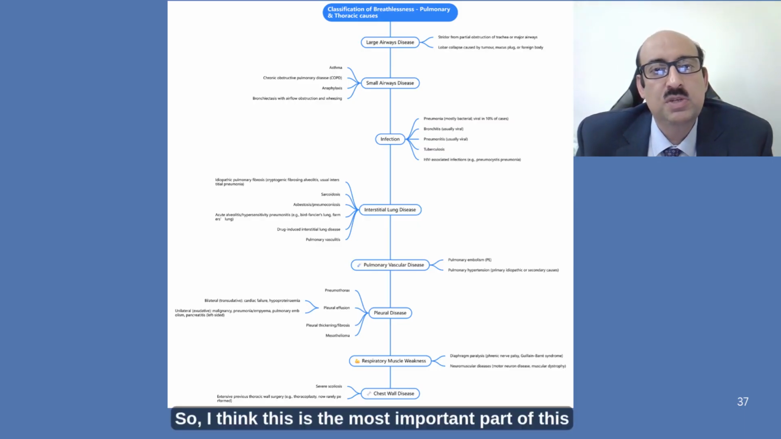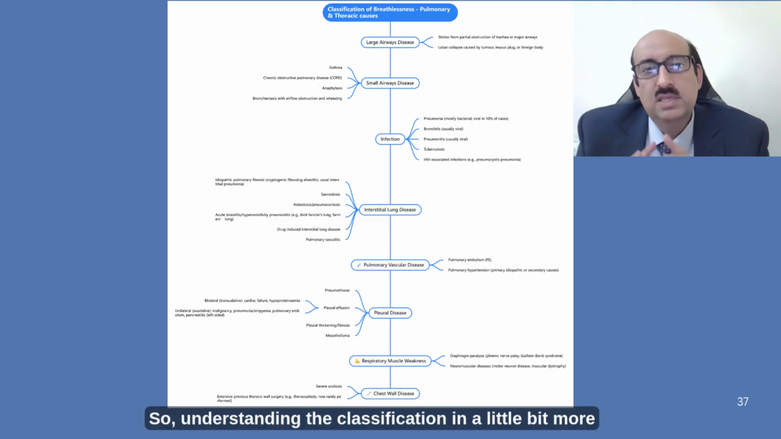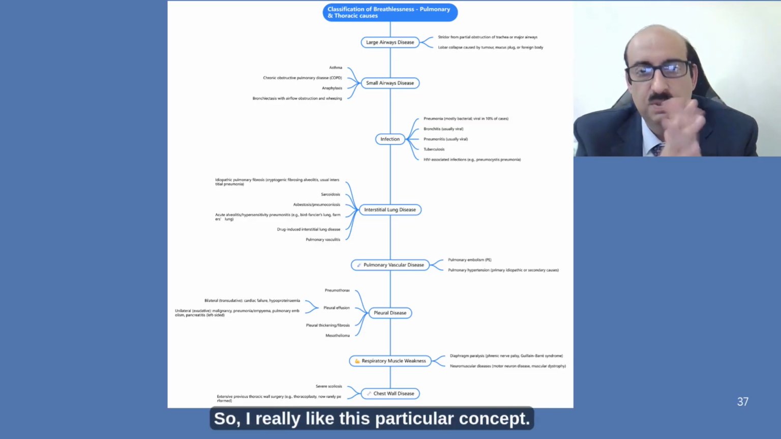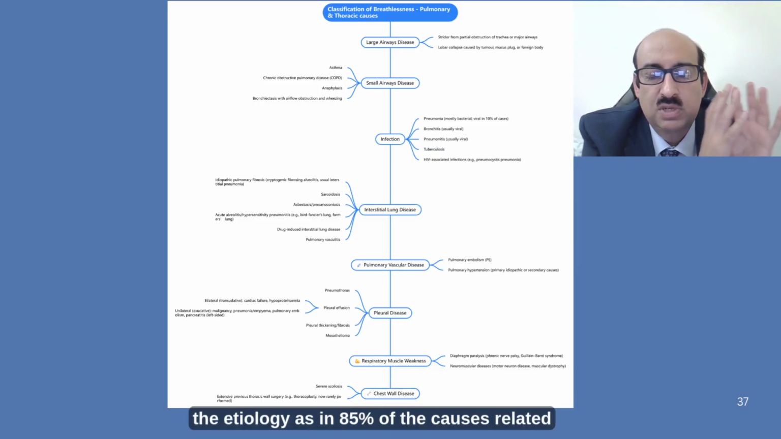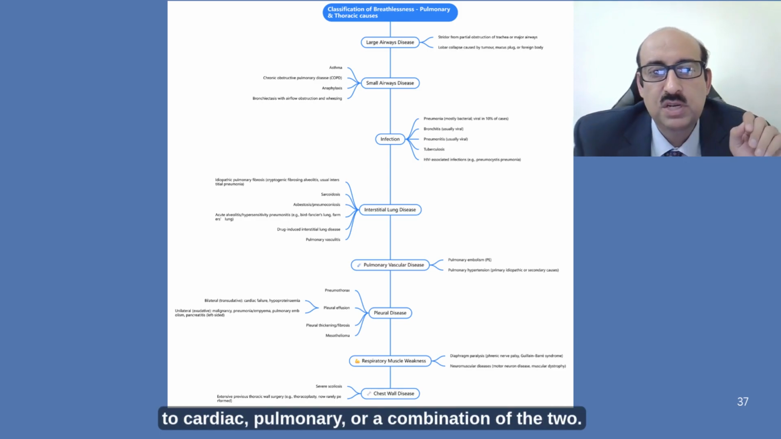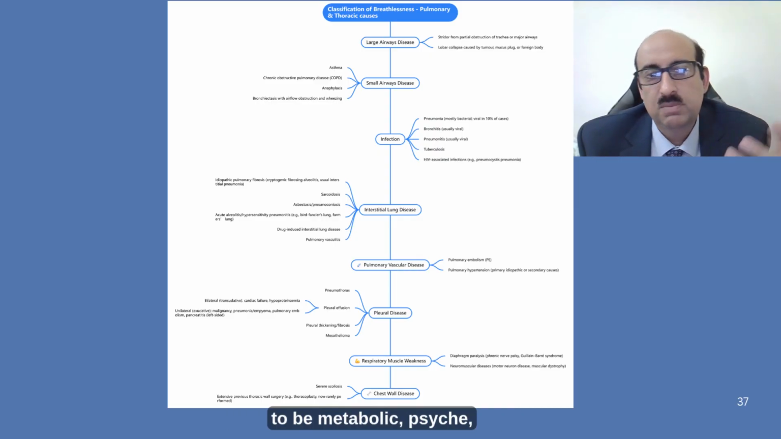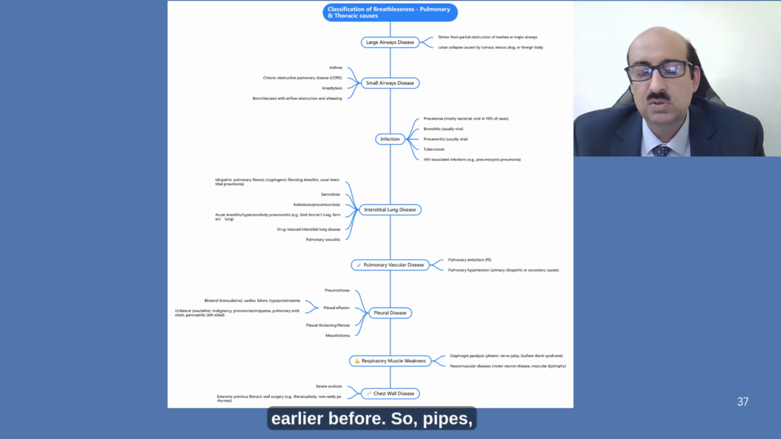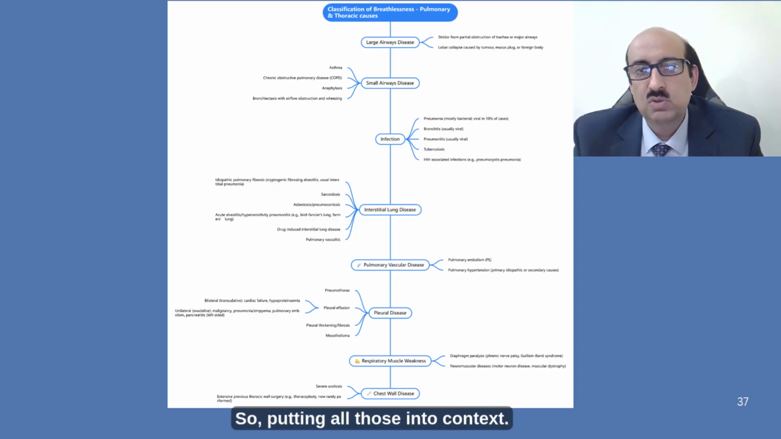So I think this is the most important part of this particular module. So understanding the classification in a little bit more detail in a very schematic manner. I really like this particular concept. Now, we have discussed previously in earlier slides about the etiology, as in 85% of the causes related to cardiac, pulmonary, or a combination of the two. And also the remainder of the 15% to be metabolic, psyche, and also remember those 5 P's that we've talked about earlier. So pipes, pump, parenchyma, pleura, and psyche and pH. So putting all those into context.